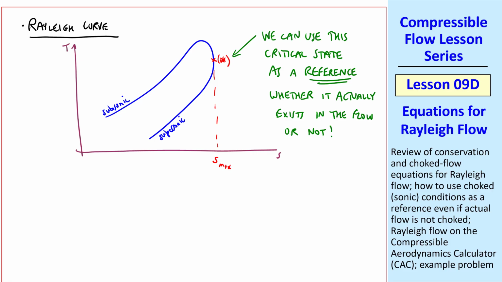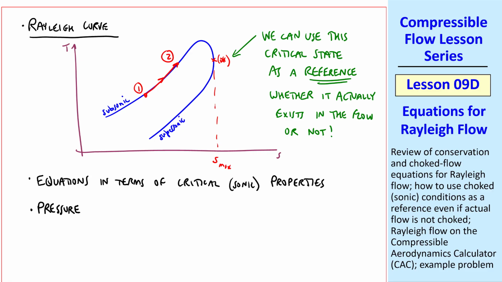This is very analogous to what we did previously with converging diverging nozzles, where we used A star, T star, etc., whether they actually existed in the flow or not. So here, if we start at some state 1 and add heat, we may not necessarily get all the way to the critical value, but we'll still use this as a reference to help us solve the problem. So let's develop our equations in terms of critical or sonic properties.